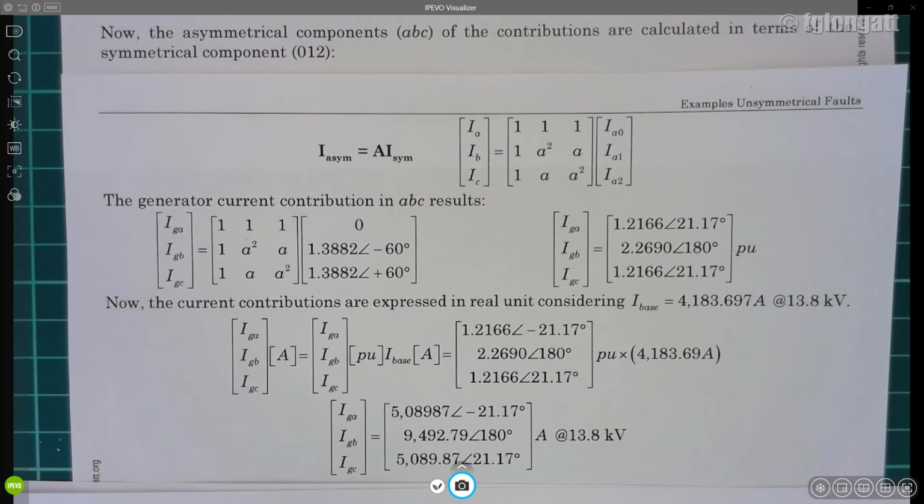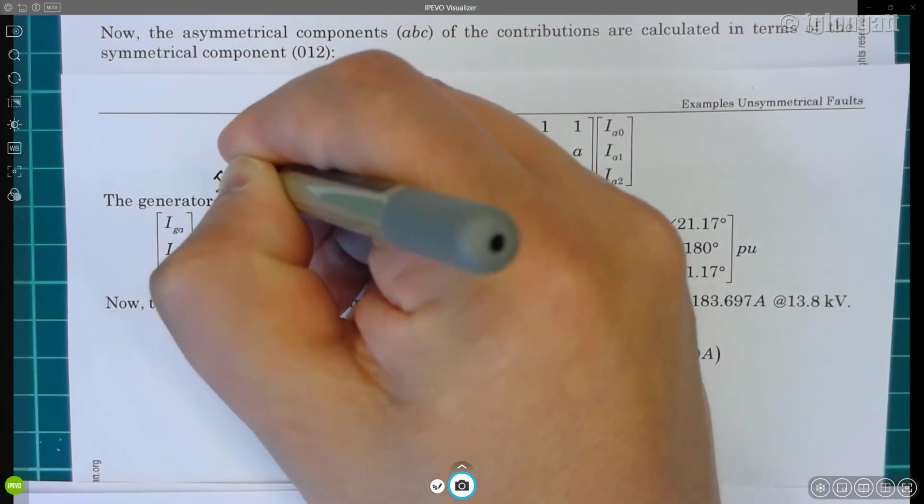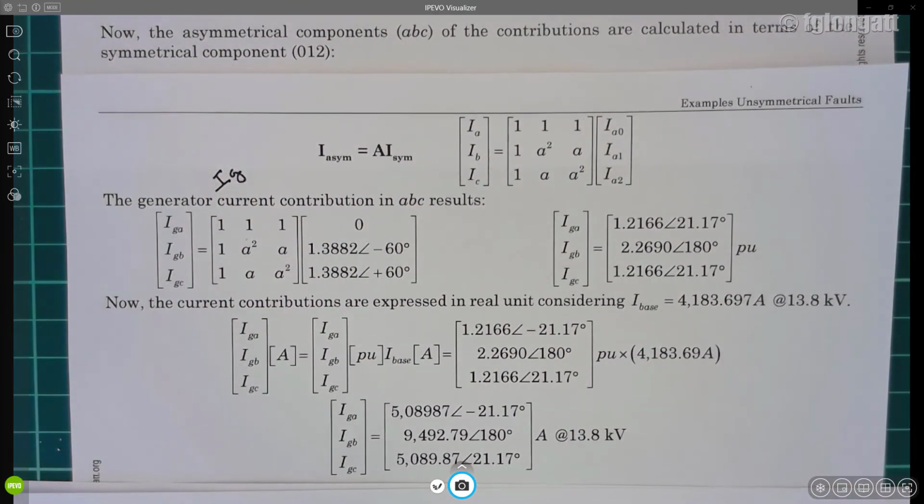What I am doing here is calculating the contribution on ABC coming from the generator using symmetrical components. We are doing that using the per unit system, and then we will calculate the same results using the amps.